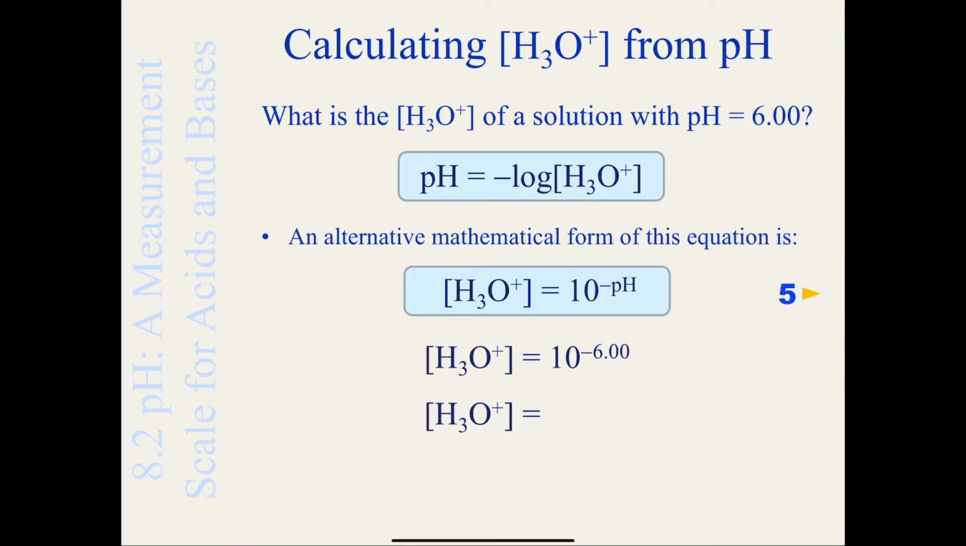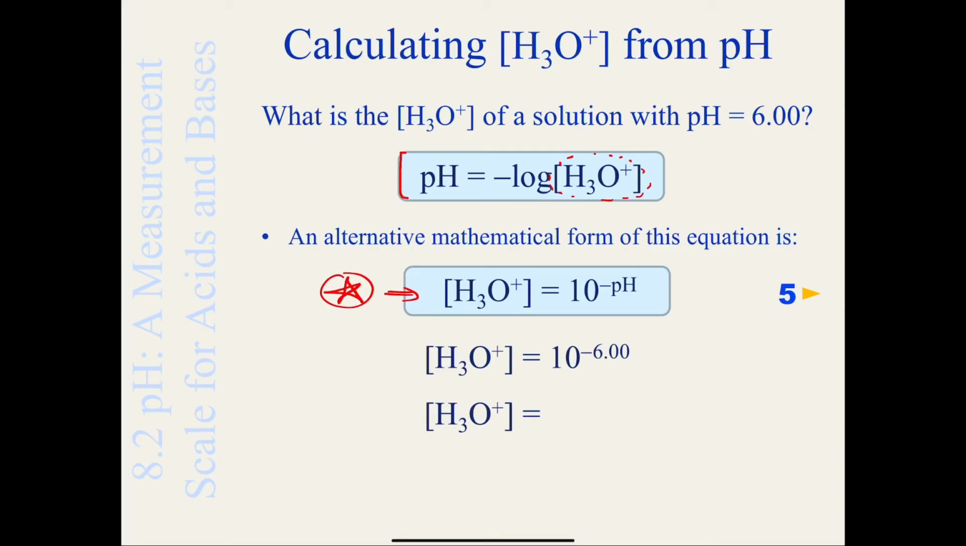Now what if I'm given the pH and I want to calculate the concentration of hydronium? Let's take a look at how we would do that. What is the concentration of hydronium of a solution with a pH of 6.00? Well, if we want to solve the formula pH is equal to minus log of the concentration of hydronium, we can rearrange it and solve for the concentration of hydronium. When we rearrange that formula, we get that concentration of hydronium is equal to 10 to the power of the negative pH. This is another formula that it'd be very wise for you to have memorized.